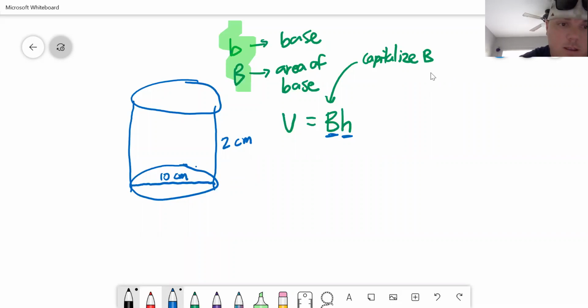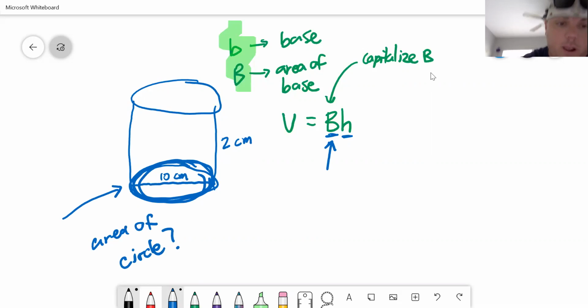Circle, right? There you go. Good. Yep, it's a circle. You're right. So the shape of the base is the circle, right? So to find the volume, I need to find the area of the base. Well, since the base is a circle, how do I find the area of a circle?